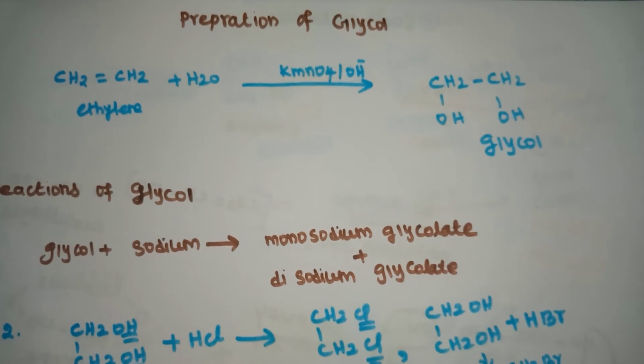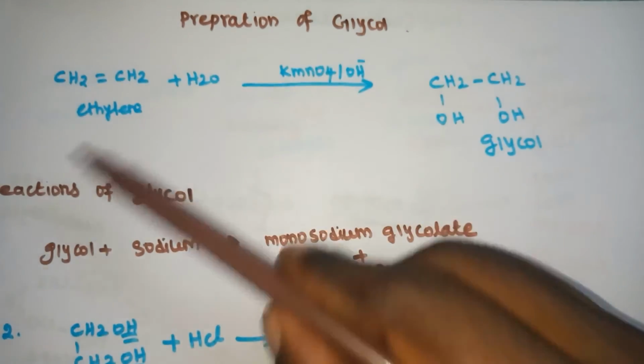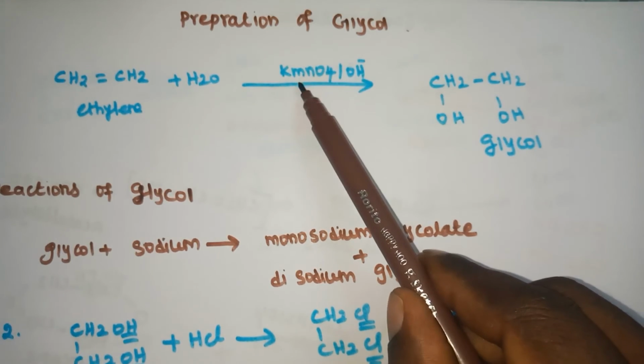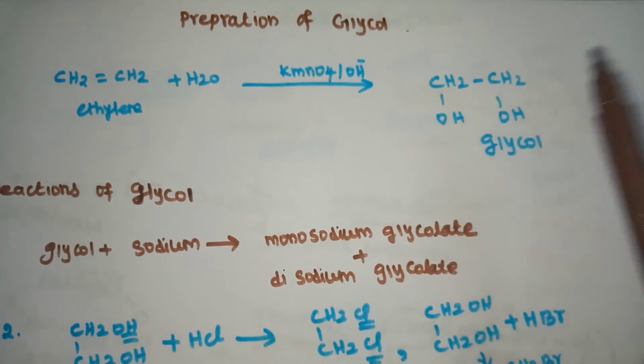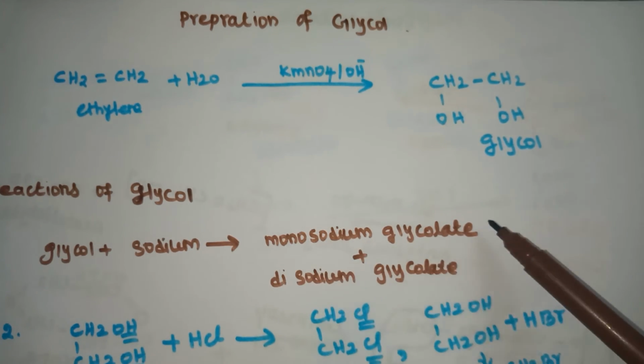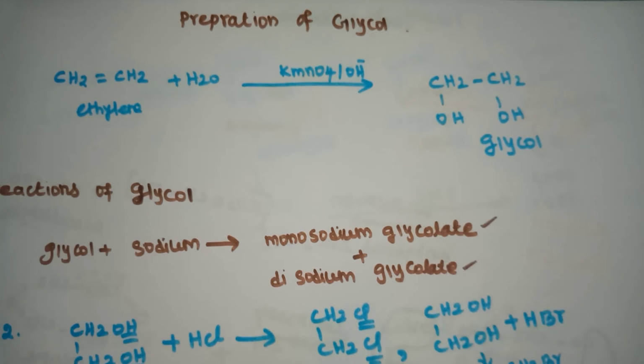Quick revision. Preparation of glycol. Glycol is prepared from ethylene. Hydroxylation of ethylene using cold alkaline potassium permanganate gives ethylene glycol or glycol. Next one is reactions of glycol. Glycol reacts with metallic sodium to form monosodium glycolate and disodium glycolate.